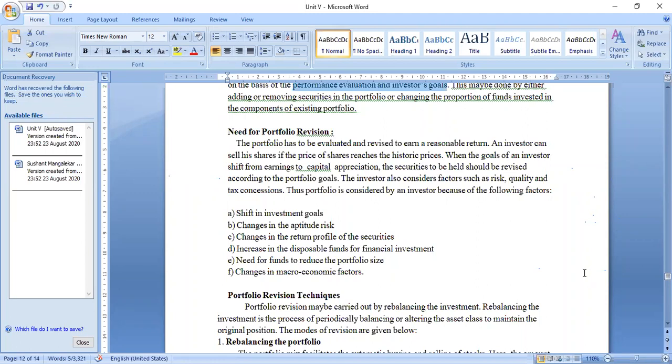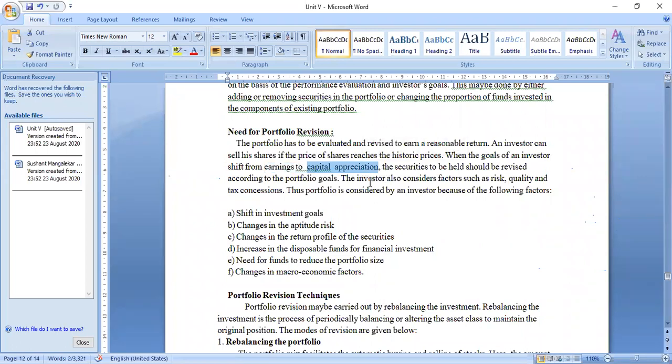Portfolio revision means when you are selling even a set of securities, you are revising it. When the goals of an investor shift from earnings to capital appreciation, even in that case your portfolio will be revised. When it comes to earnings, you choose only certain short-term securities which will fetch you returns. Capital appreciation expects that you keep those securities in the portfolio for a long-term period of time. So even in that case, you can revise your portfolio.